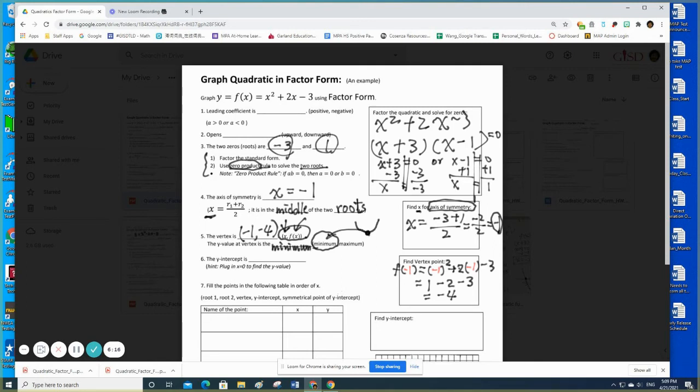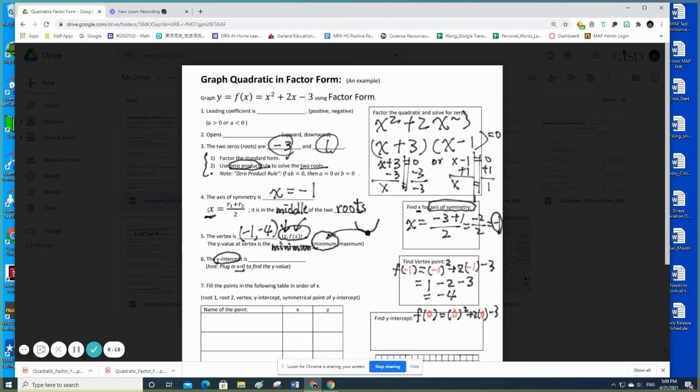The next important point we need to find is the y-intercept. How do we find the y-intercept? It is by plugging in x equals 0 to find our y value. So the way we do it is, again, our function is f of x is x squared plus 2 times x then minus 3. So we can plug in our x as 0.